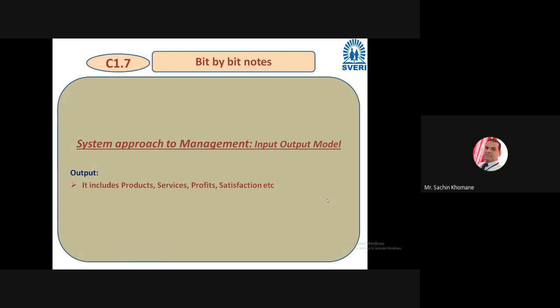So friends, this is about the system approach to management. Friends, I have told what a system is and why management is considered a system, because in management the goal is that they want to achieve certain things, right?